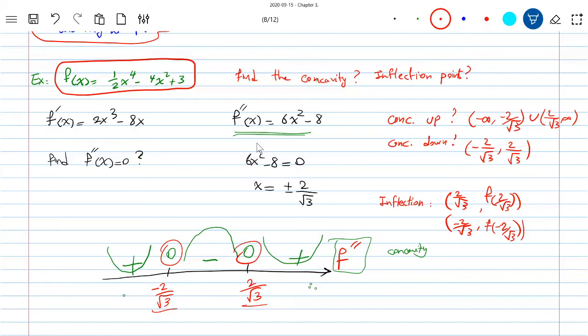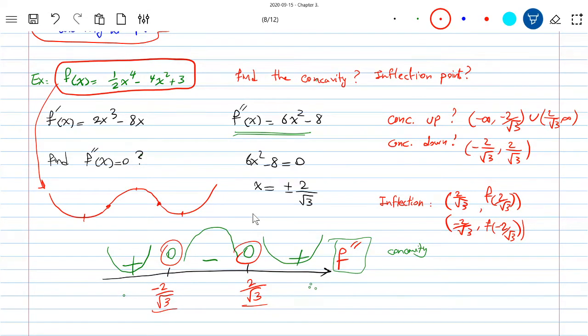Okay, so that would be the inflection point. You have 2 of them. The function would kind of look like this: concave down, concave up, and it changes to concave down, and it changes back to concave up. This is how the graph of the function f looks. This point is at negative 2 over root 3. This one happens at 2 over root 3. There's a local maximum, a minimum, a local maximum, and another local minimum.